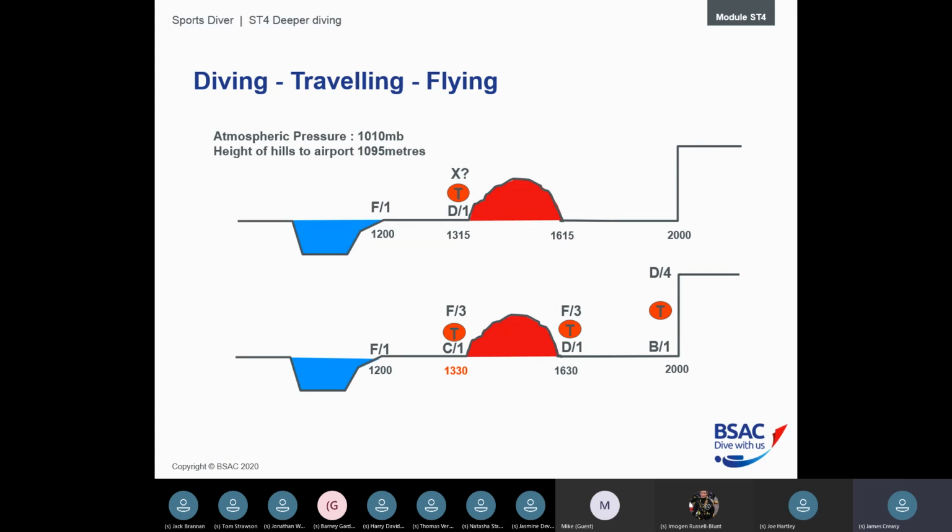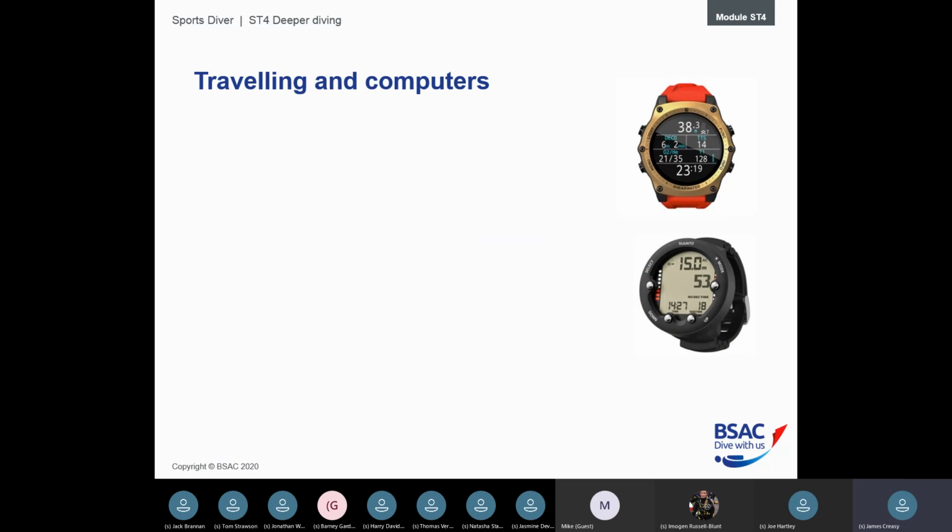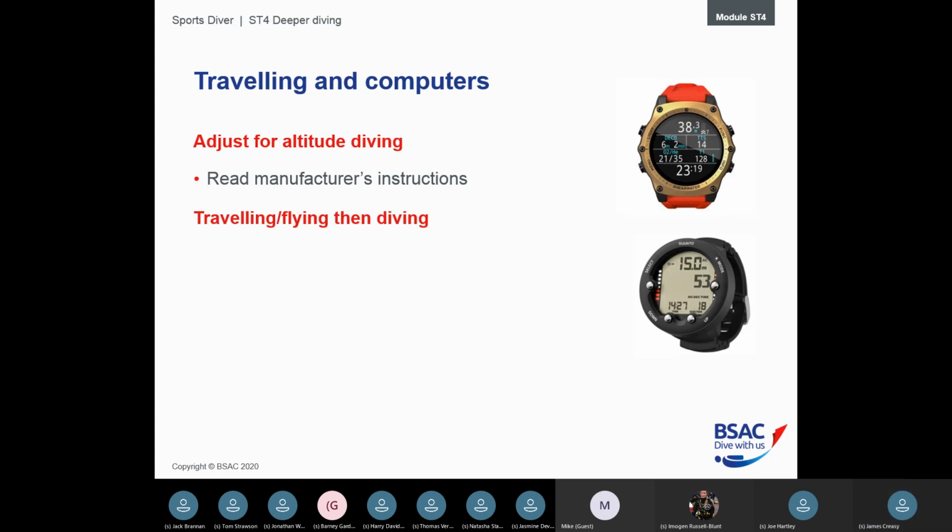That was probably just a lot of talking at you, but bear with us. This is obviously stuff that you will need to be familiar with. However, your computers will often do this for you. So most of them will self-adjust to altitude diving, not all of them. So again, make sure you read the manufacturer's instructions and the manuals, because you may have to set something up for it to do it automatically.